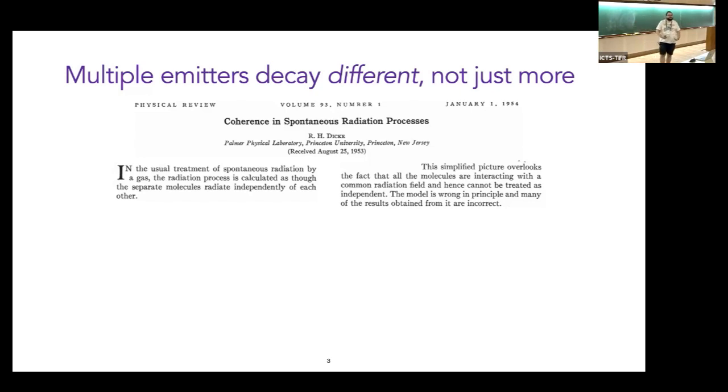So we have interference. And what all this means is that this naive picture of each atom being treated independently is, as Dicke says, wrong in principle, and many of the results obtained from it are incorrect.